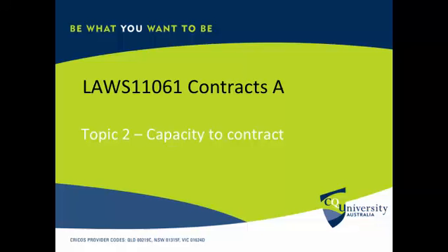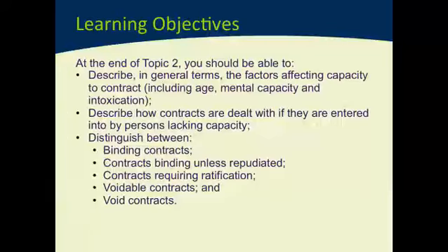And those elements, there are 5 of them. We'll look at them over the coming weeks. The first element that we look at is capacity. Capacity means, are the parties, both the parties who have been party to the contract, actually able to take part in a contract at all? Let's break that down a little bit.